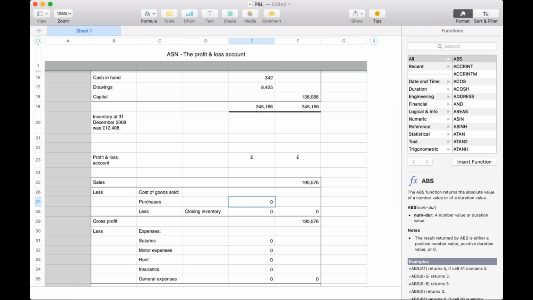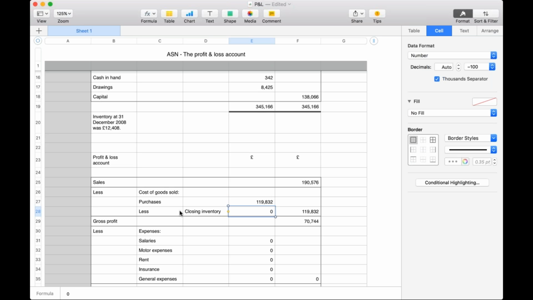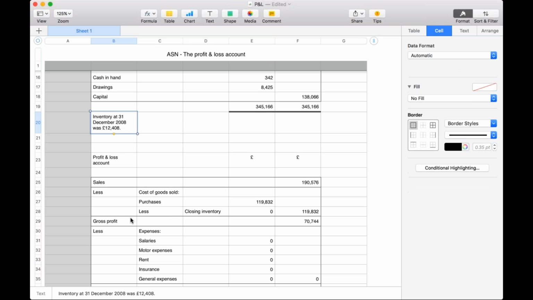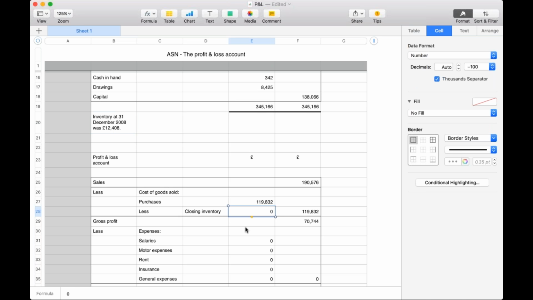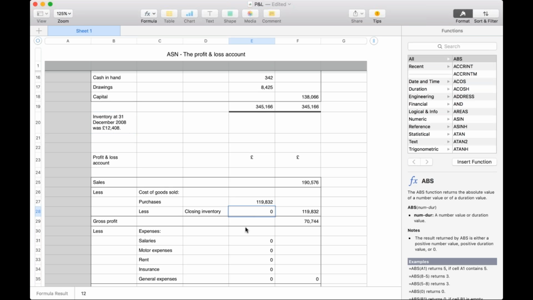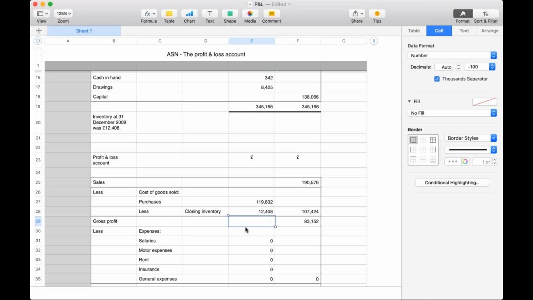So I'm going to put that figure in there, 119832. Okay. Now, my next figure that I need to enter in the closing into the trial balance is closing inventory. So this is the amount of stock we have left as at, in this case, the 31st of December. So we have a figure here, 12,408, and that's what I'm going to put into that box there. So 12,408.